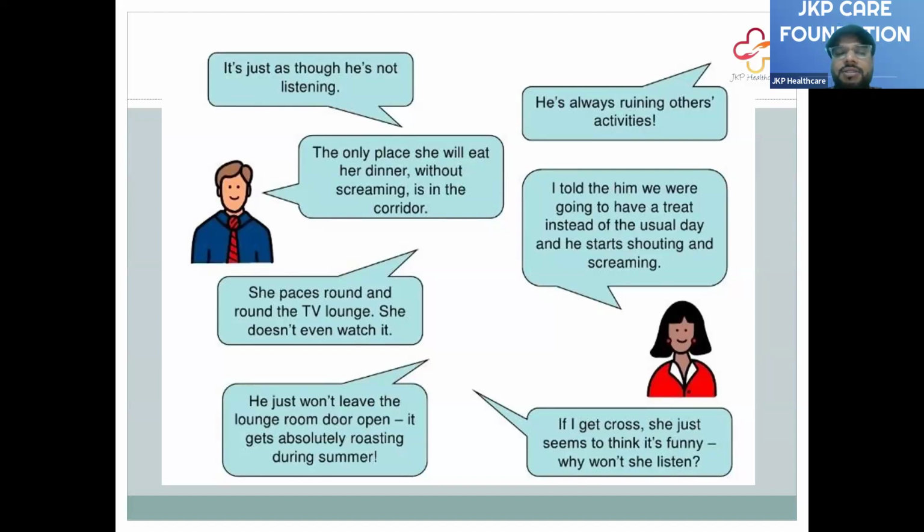So these all situations I'm giving you as homework. You need to do analysis, behavior analysis कि ये behavior क्यों हो रहा है, क्या possible incidents. He's always ruining others' activities. दूसरे बच्चों की activities को वो ruin करता ही. I told him we were going to have a treat instead of the usual day, and he starts shouting and screaming. कि हम बाहर खाना खाने को जा रहे हैं, and then suddenly child starts shouting. If I get cross, she just seems to think it is funny. Why won't she listen?